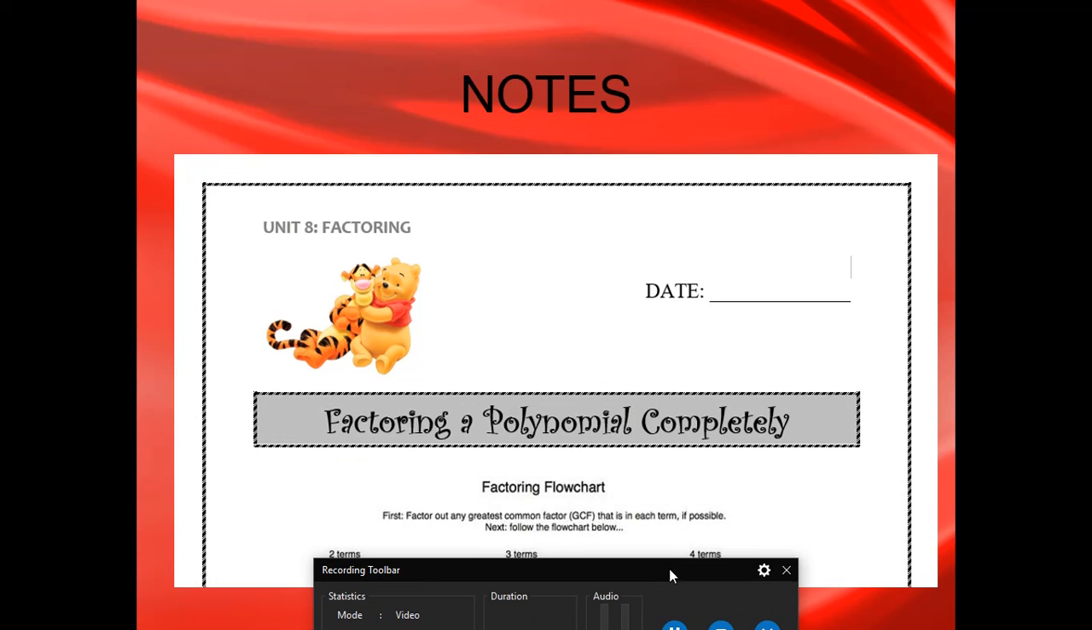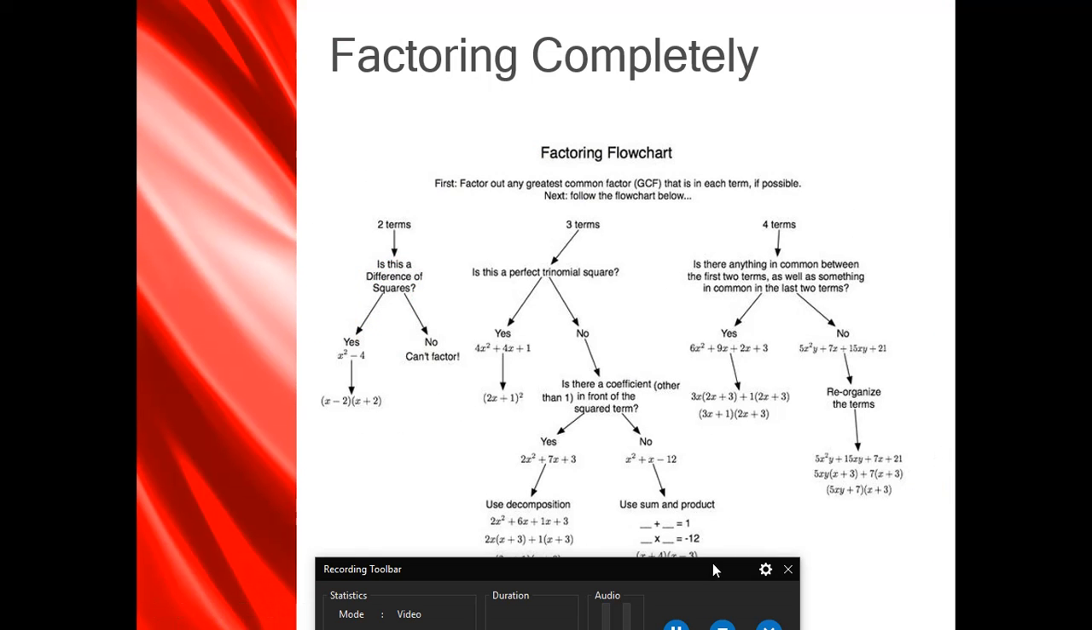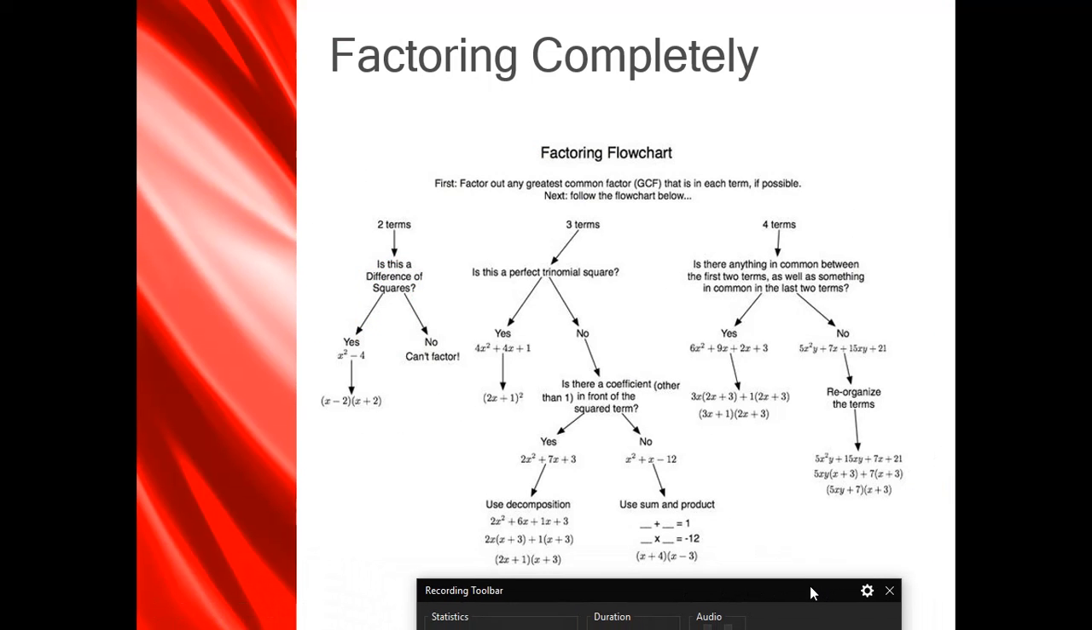And this is the note packet that you'll need to go through the lesson with me. So I've included this flow chart. We have learned several factoring techniques. We have learned how to pull out the greatest common factor. We have used the product sum method. We have looked at difference of squares. We have looked at master product. So there's a lot going on here.